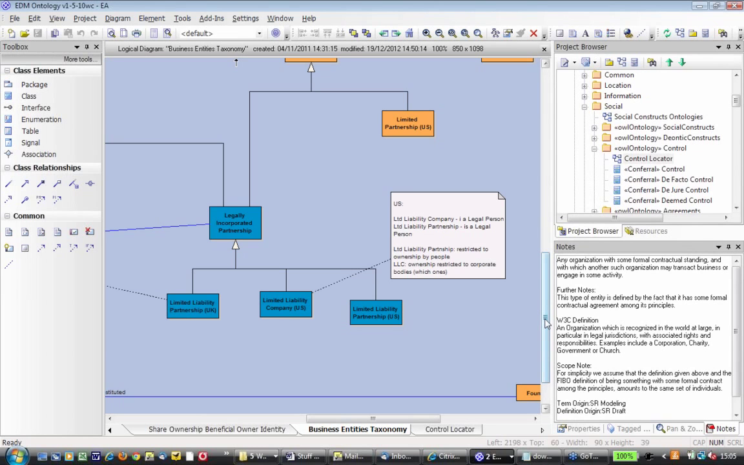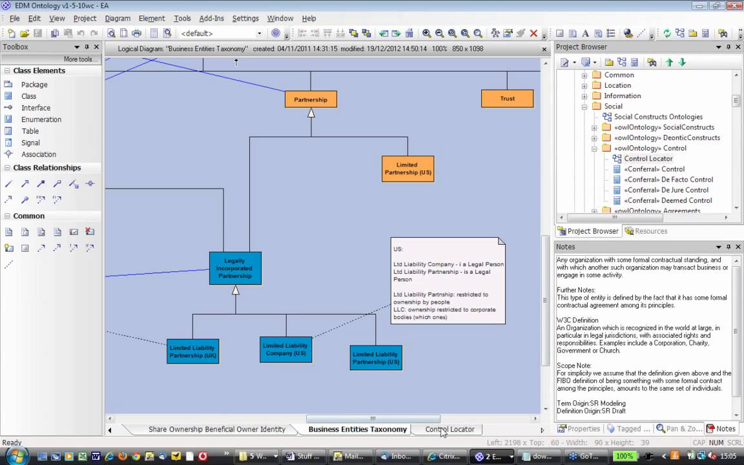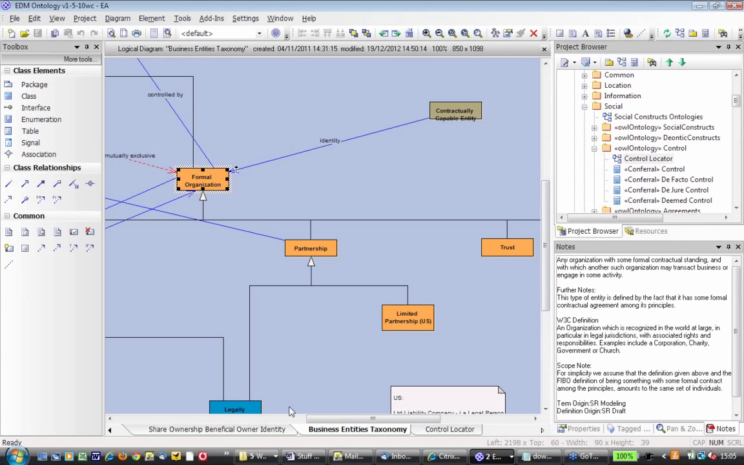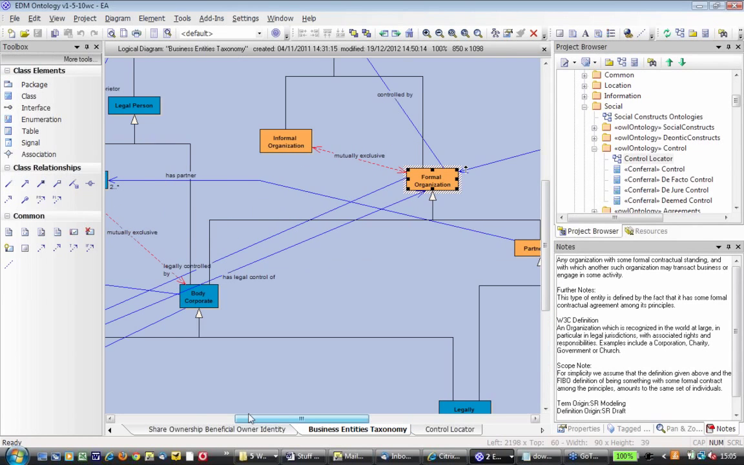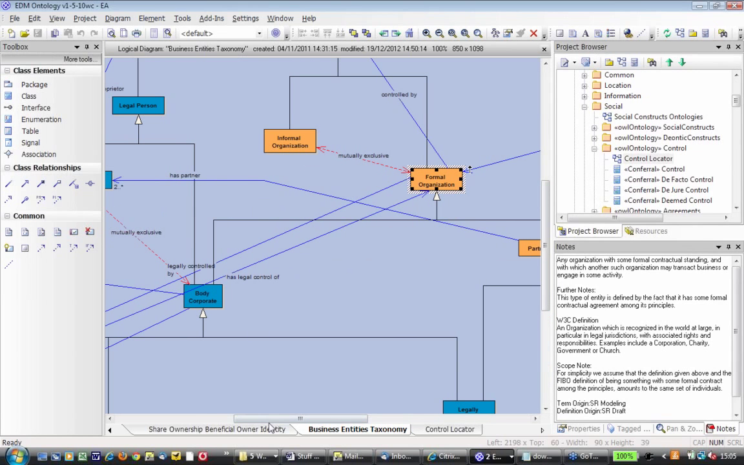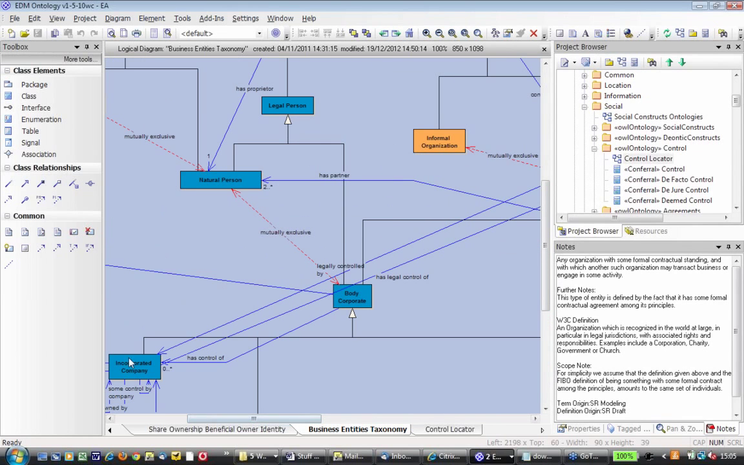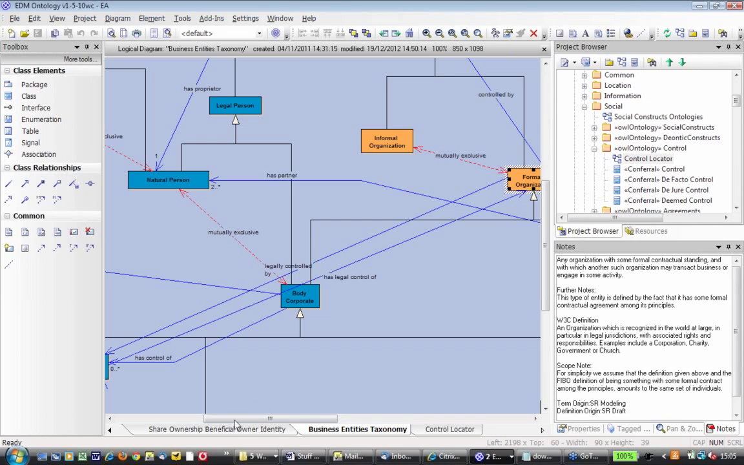Not really. Okay. Yes, I think what we've done here is get down into the details of the de jure side of things. I think that when we talk about deemed control and we talk about de facto control, we can keep it general and keep it all around the level of control of formal organizations by bodies corporate or by incorporated companies or by legal persons.